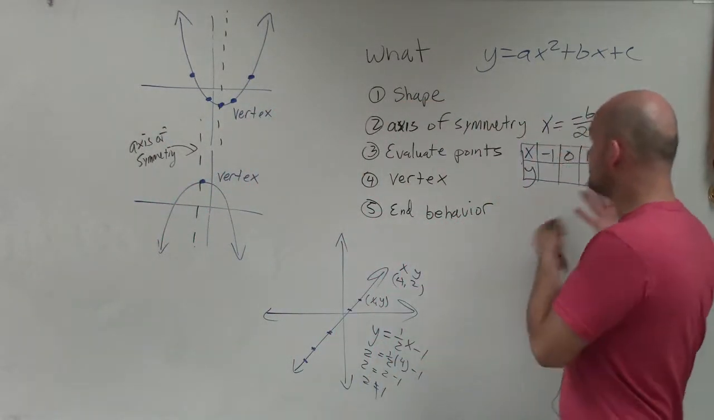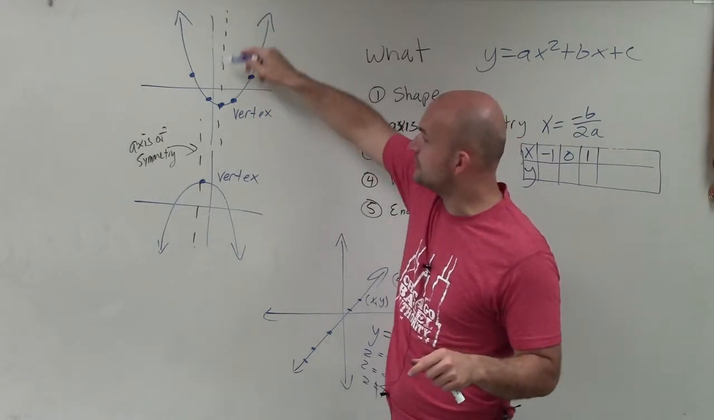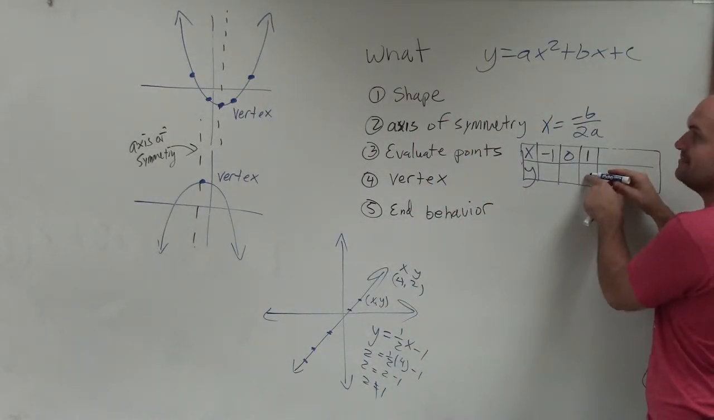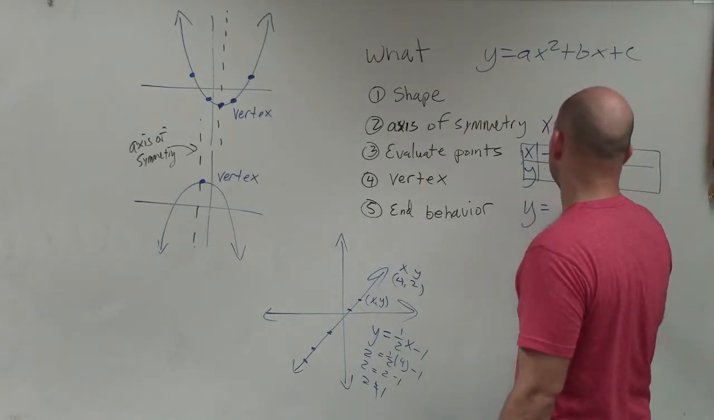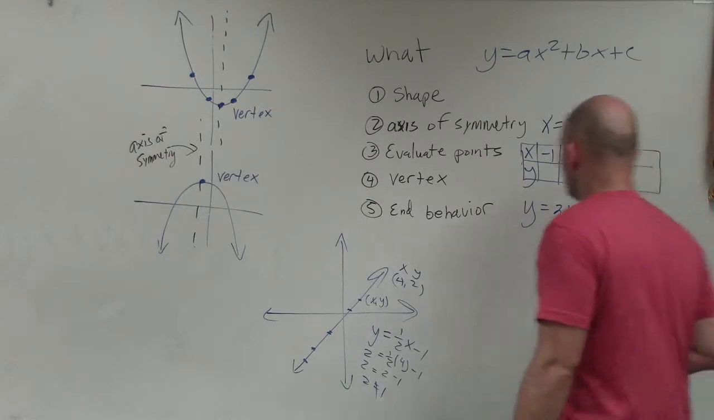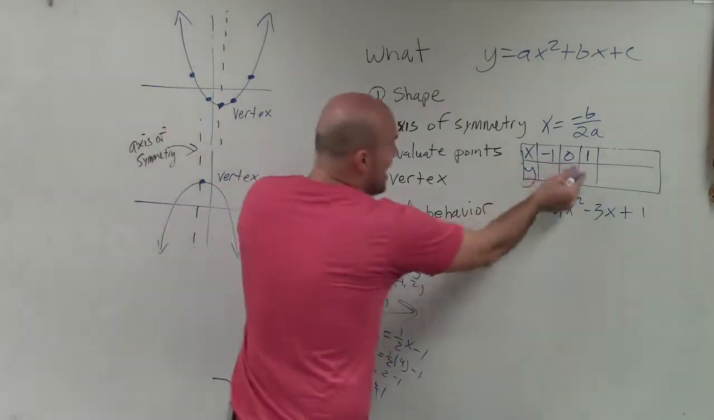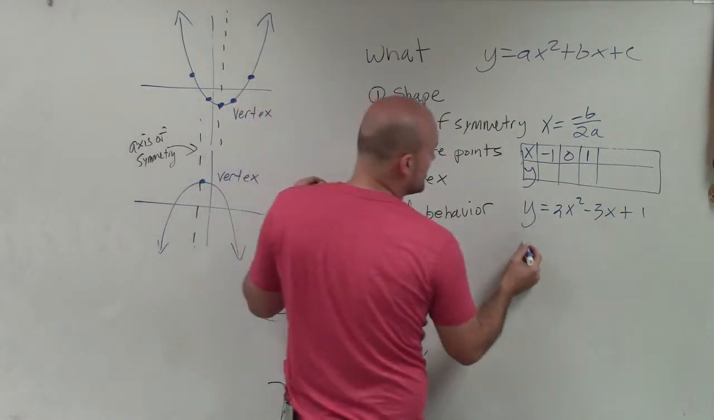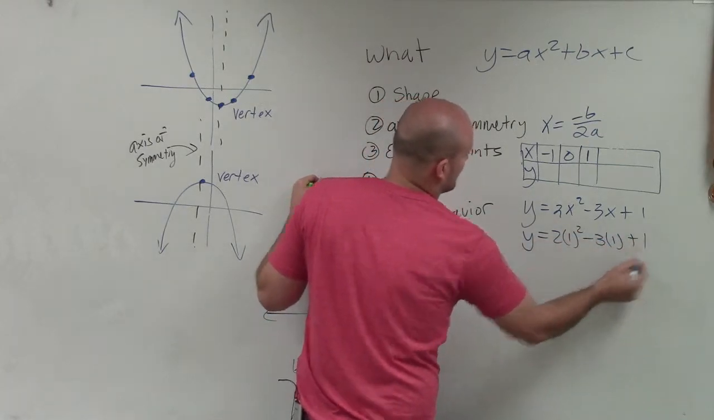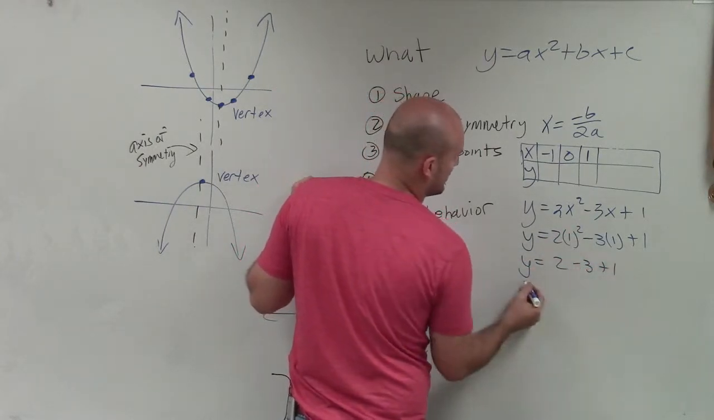The next important thing is understanding the vertex. We know that the axis of symmetry goes through the vertex, so we know the x coordinate. To find the value for y, let's pretend I have an equation, y equals 2x squared minus 3x plus 1. Let's say I have my axis of symmetry as 1. To find the y value, we're going to plug in 1 for x. So y equals 2 times 1 squared, that'd be 2, minus 3 plus 1, y equals 0.